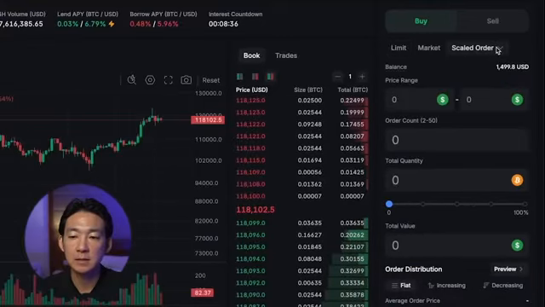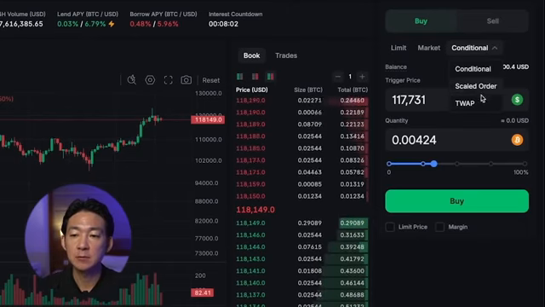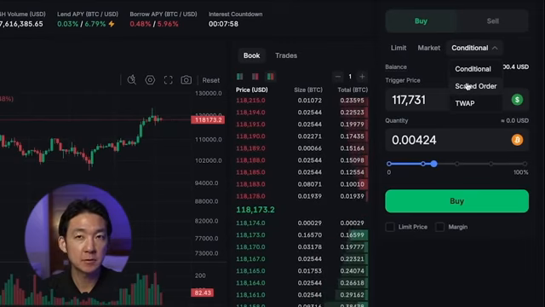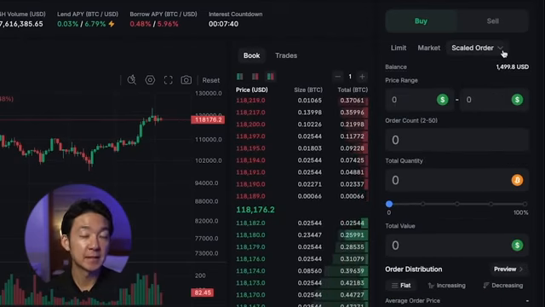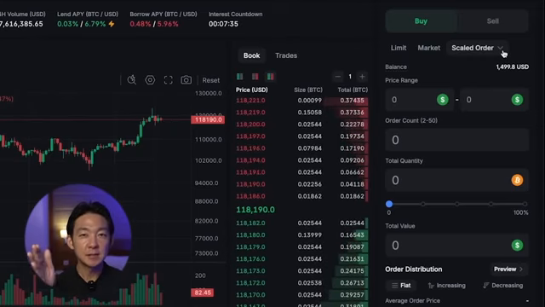to click here. And now I want to talk about some of the special orders, which is scaled order, TWAP, and conditional. However, I believe scaled order and also TWAP are the most common special orders that people use. So I'm going to talk about two of these today. So the scaled order is you're going to place an order between two ranges you decide.